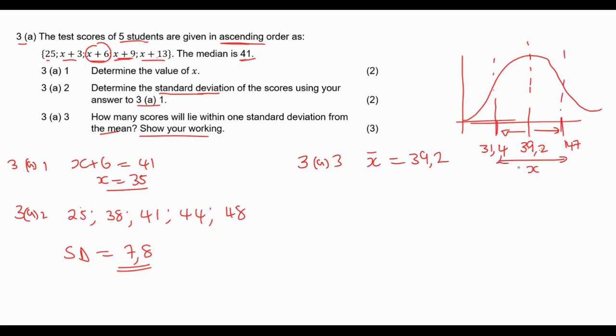It means your value should be between 31,4 and 47. So which values are between 31,4 and 47? This one is below. So we have 38, we have 41, 44. This one is above 47, which is fine. So these are the three scores that are within one standard deviation from the mean. The answer is 3 scores.